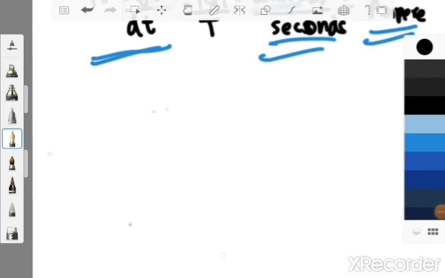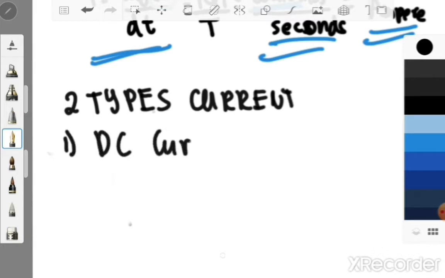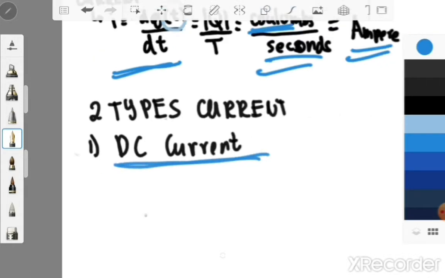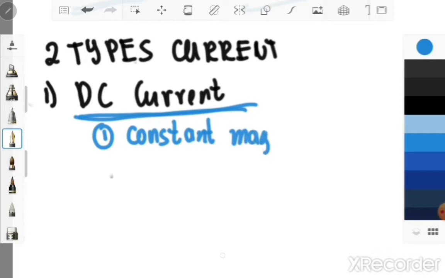Also, I would like to point out two types of current. We have your DC current and your AC current. So let's take up your DC current. What is a DC current? Particularly, the properties of your DC current is that number one, it has a constant magnitude and it is unidirectional.